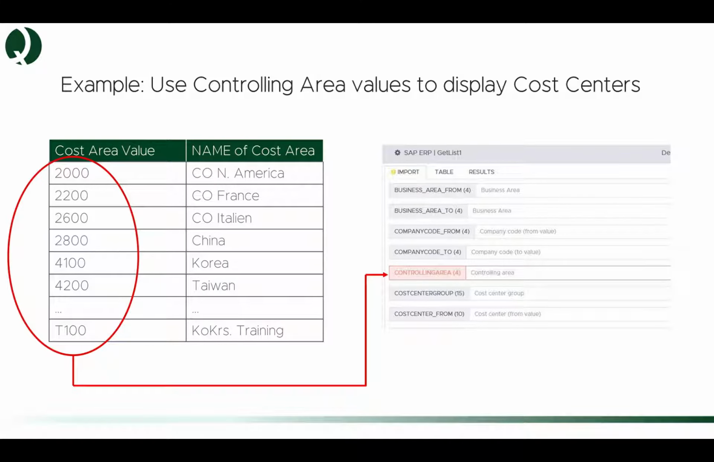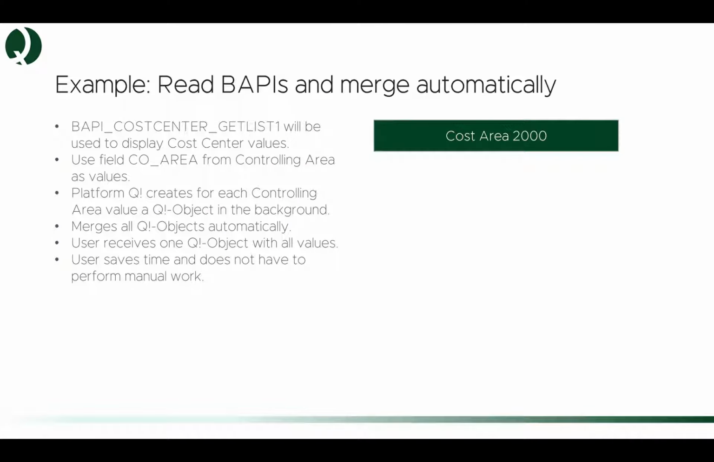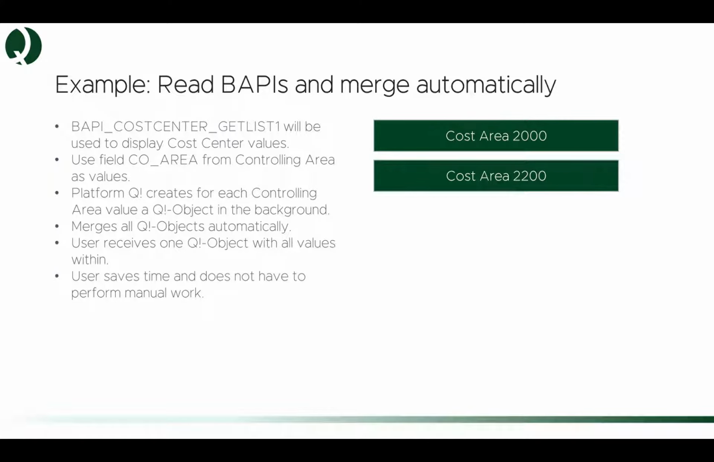Therefore, we need to take all values from controlling area and need to insert them into the required field controlling area of the BAPI cost center getList. However, this takes a lot of time. The Q-remote function expander is there to ease this process by adding each value as a parameter.